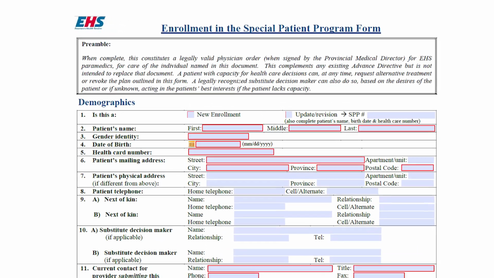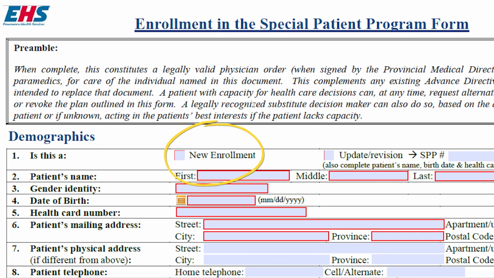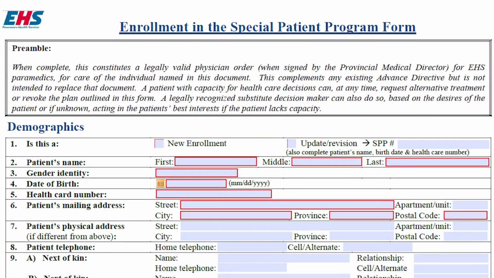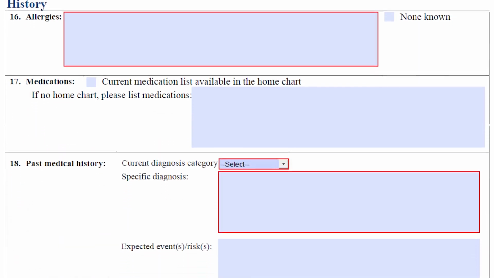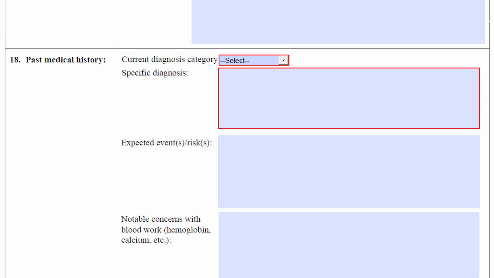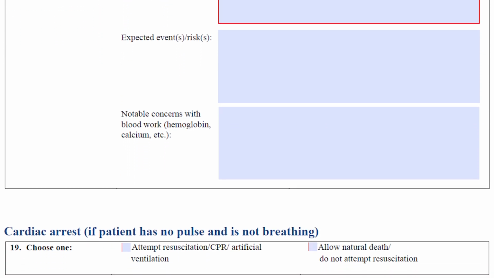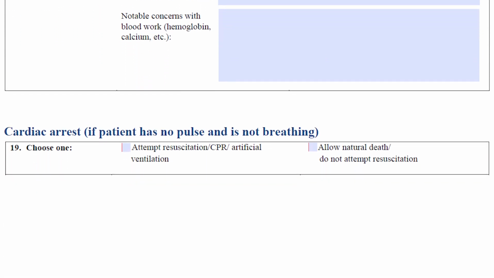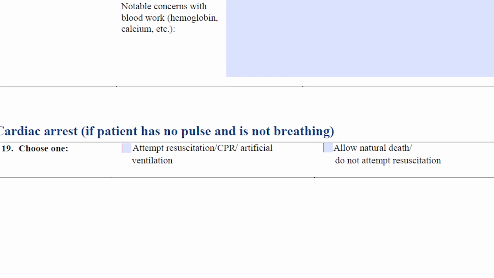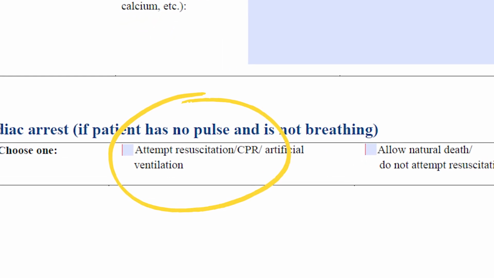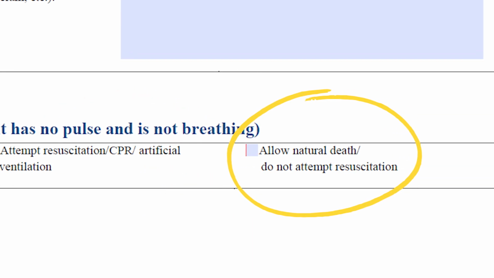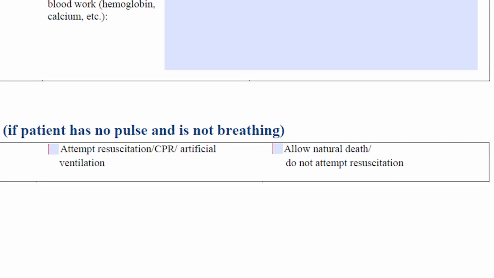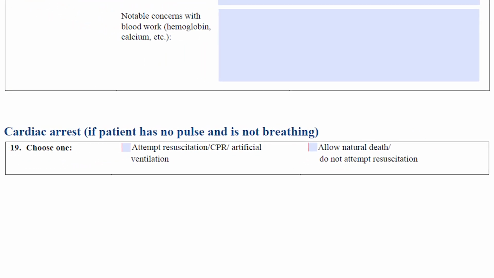To begin, please check off New Enrollment or Update at the top of the form. The first section of the form includes basic demographic information about the patient and their care team, as well as their current and past medical history. Next, please indicate what the patient and family would want if they go into cardiac arrest. This may include that either paramedics attempt full resuscitation or allow natural death and do not attempt resuscitation. If no answer is provided, paramedics will attempt a full resuscitation.